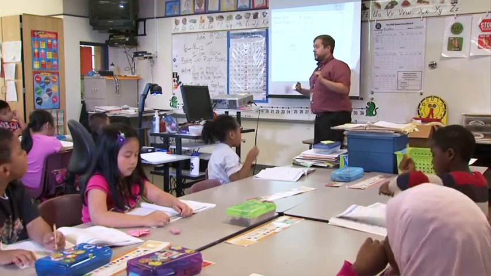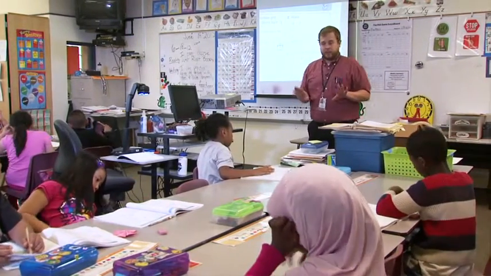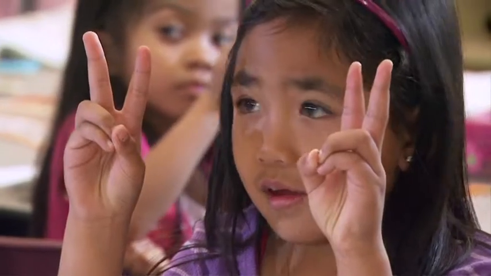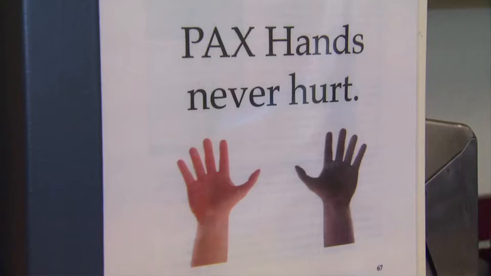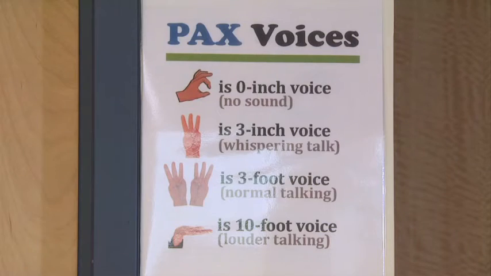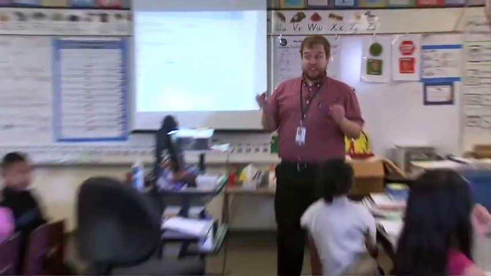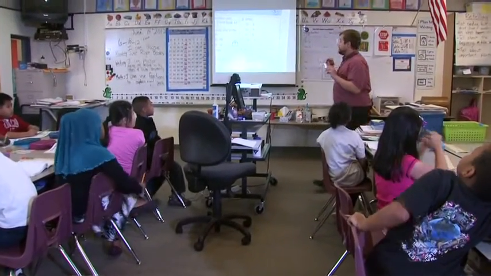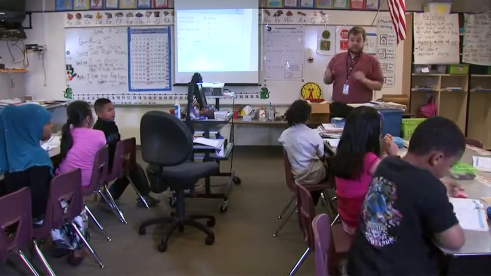Before playing the game, students were taught different PAX cues, which are nonverbal strategies like the quiet sign, PAX hands, and PAX voices. Let's try a 3-foot voice, please. Remember, 3-foot is normal talking. 16 minus 9 equals? 7.